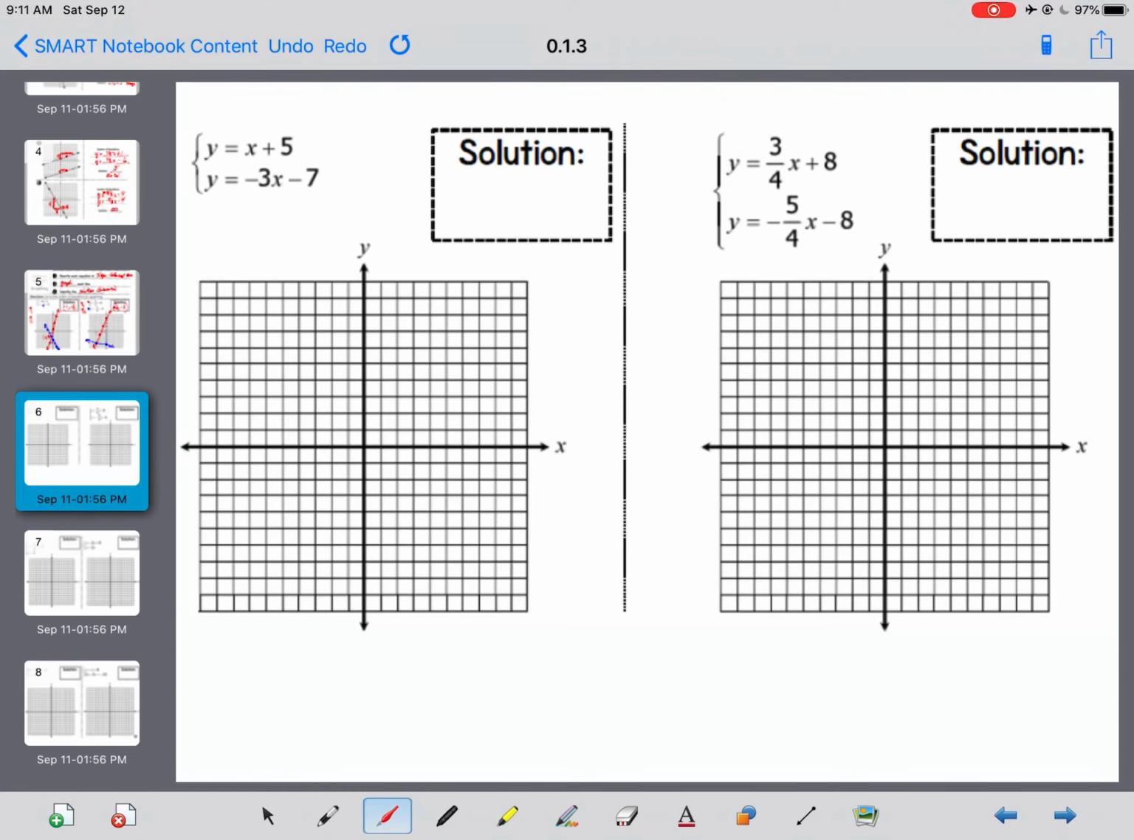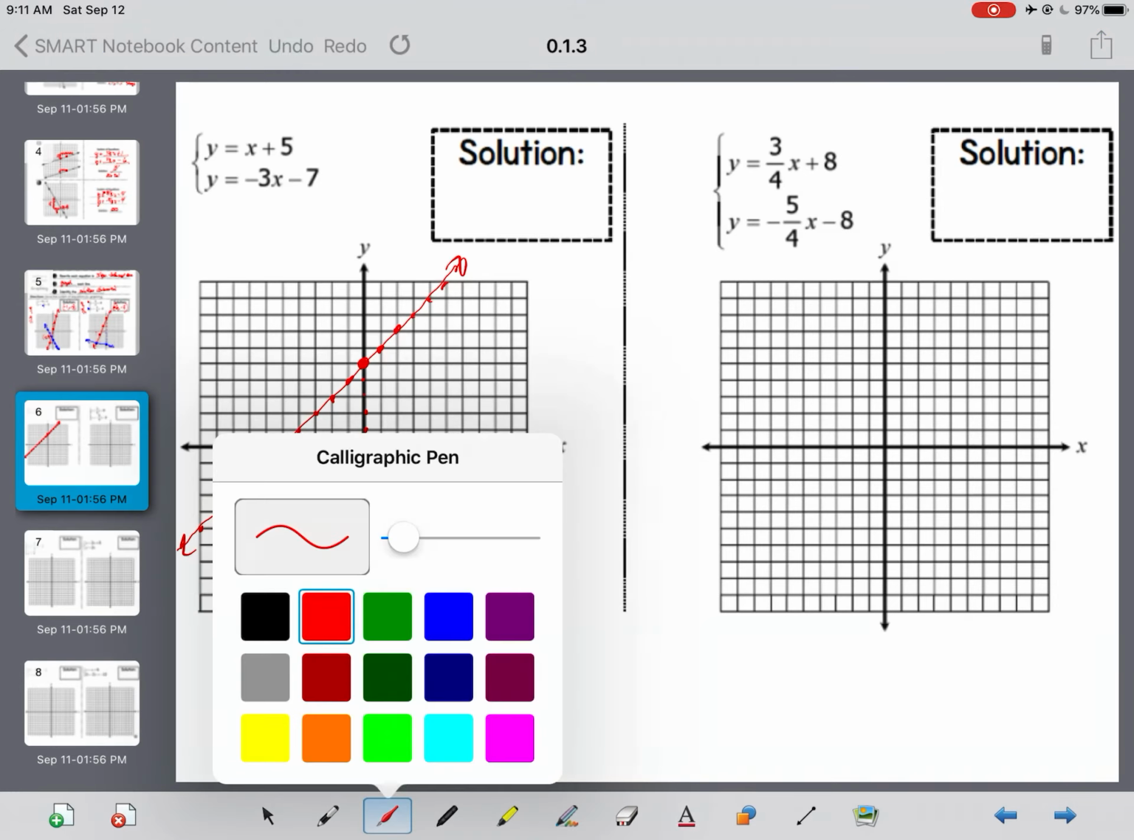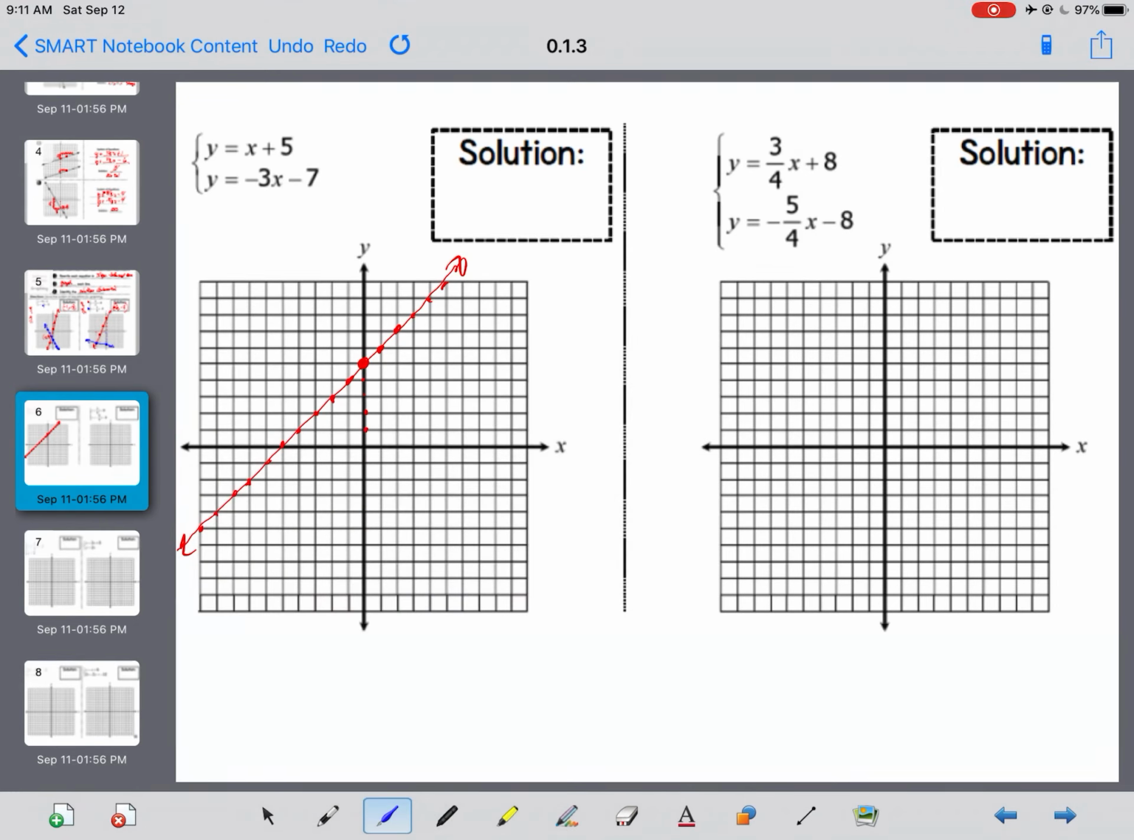Where do they cross? First one, 5. 1, 2, 3, 4, 5 is my y-intercept. And my slope is 1, so up 1 over 1, and again and again, and also down and back in the other direction. Might as well dot them all. That way when I run into it, I know where it is. Don't forget the arrows on your lines because the lines do go forever.